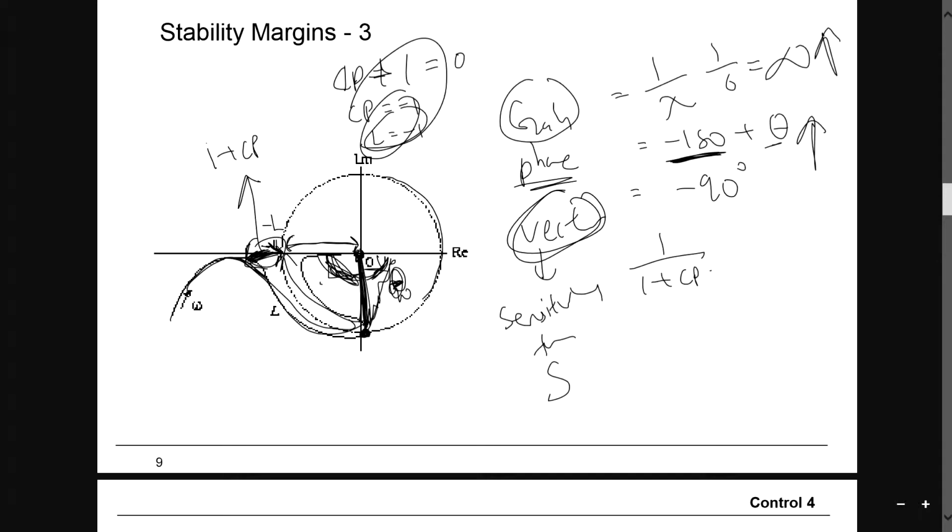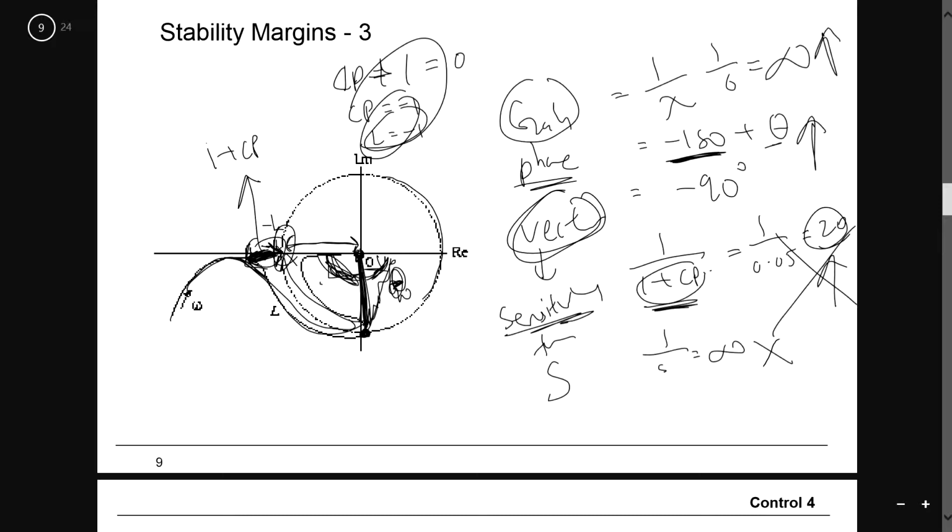So the smaller the distance, for example 0.05, 1 divided by 0.05 gives you 20. This means the higher your sensitivity, the more prone you are to instability. So this is not good. If this distance, 1 plus Cp, is very small, 1 divided by a very small number becomes very large. That's not good, because it means you're very near to instability. Sensitivity measures whether you are sensitive to changes or not. That's just the meaning of it.